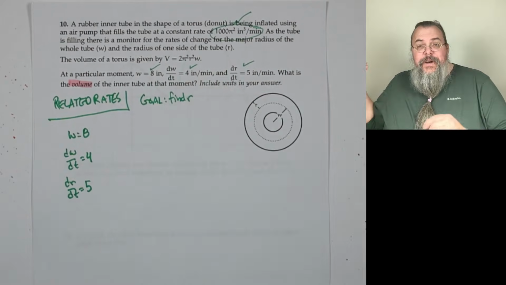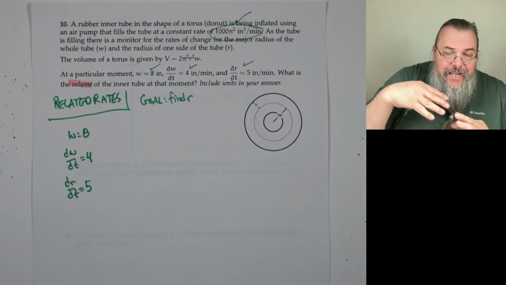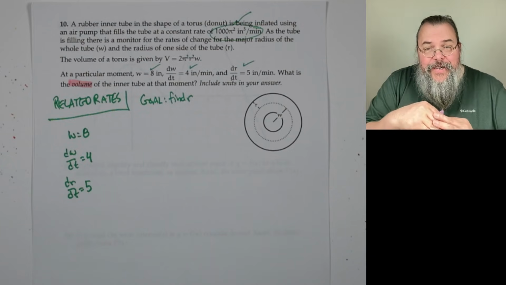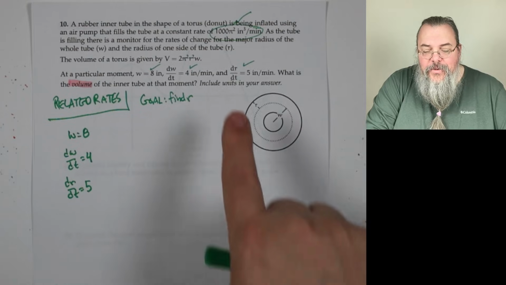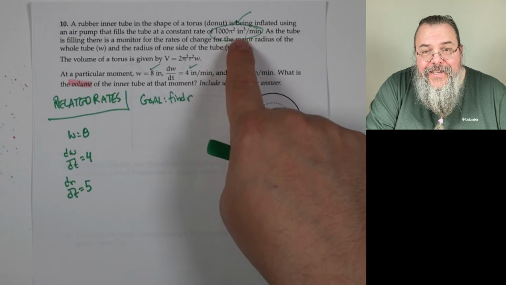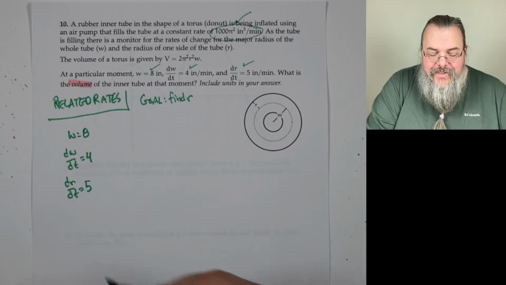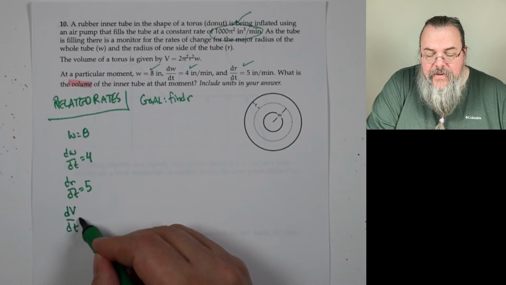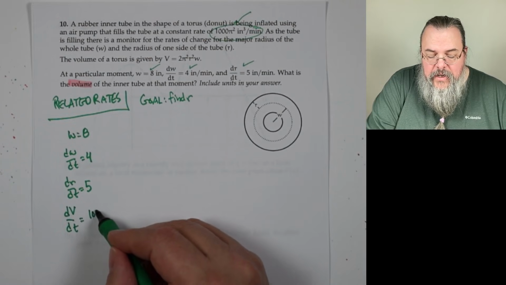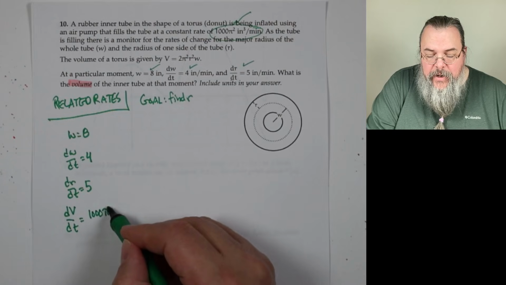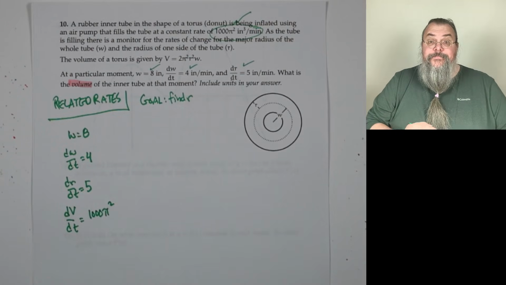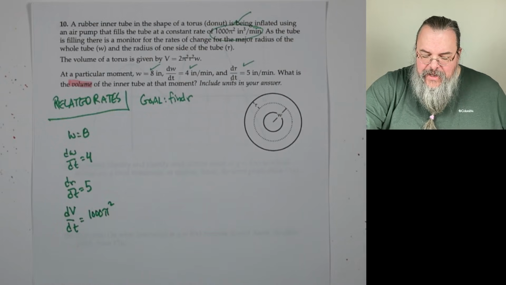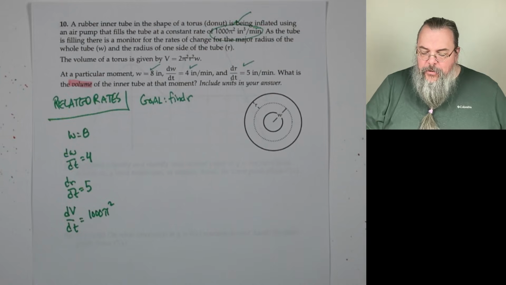So that's the amount of air going into the tube, or the size of the air going into the tube. So what is this telling us? This is telling us how the volume is changing. dV/dt, that's 1,000 pi squared. Okay, all right. So that's the list of what we know.